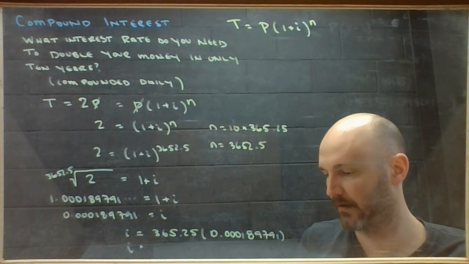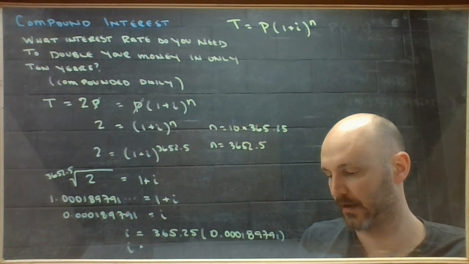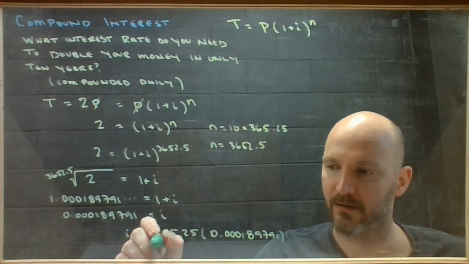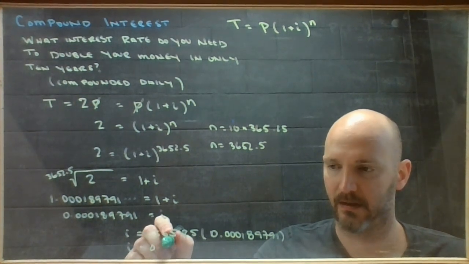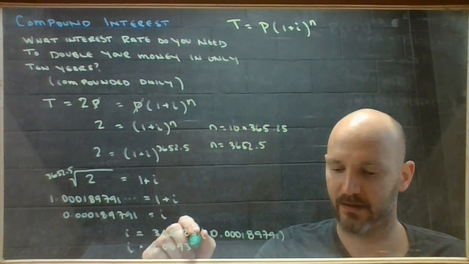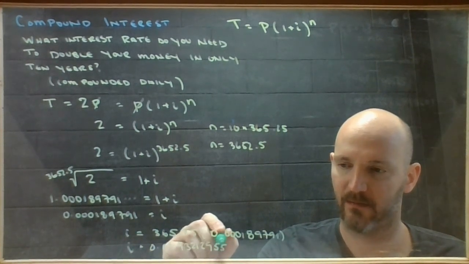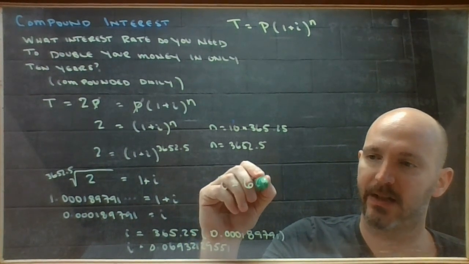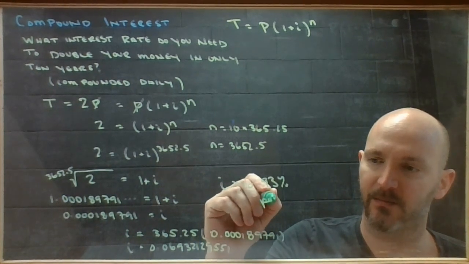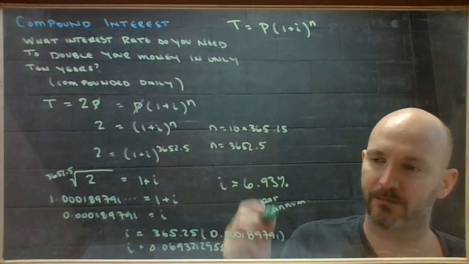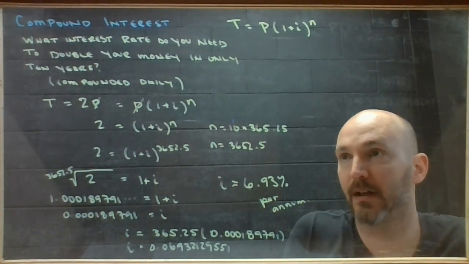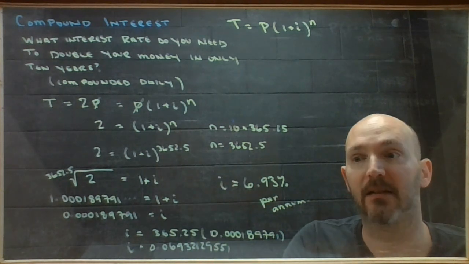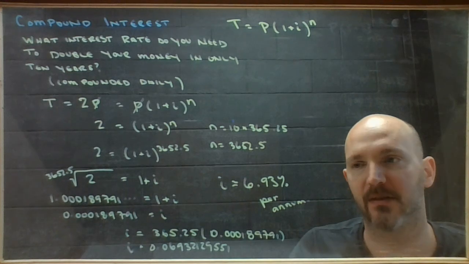Minus 1. 365.25 gives me 0.069321295551, which is approximately 6.93% per annum. Okay, which is right in the neighborhood of all the examples that we just did, right? Somewhere in the 5 to 7 range, 5 to 8 range.